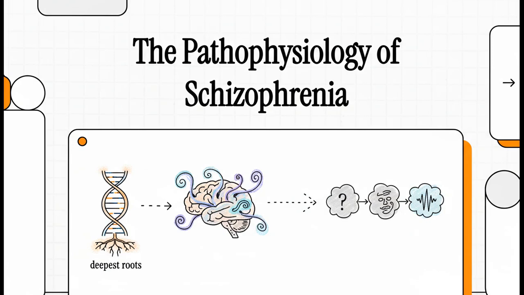Schizophrenia. You've heard the word, but what's really going on inside the brain? I mean, how does it all happen, step by step? Well, that's exactly what we're going to do here. We're going to build a visual map, a complete walkthrough of the pathophysiology, from the very first risk factor all the way to the symptoms you see. Think of this as your guide to really visualizing the journey of this illness through the brain.